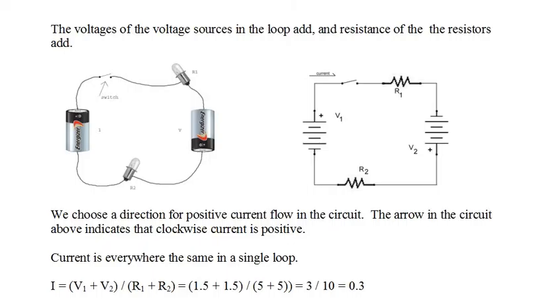In this circuit, we'll choose clockwise current as positive, as indicated by the arrow in the upper left corner of the circuit diagram. Since the voltages on both batteries are pushing the current in a positive clockwise direction, their voltages add. The resistors do not have polarities and their resistances add, so Ohm's law becomes I equals V1 plus V2, the sum of the voltages, divided by R1 plus R2, the sum of the resistances, and the answer is again 0.3 amps.